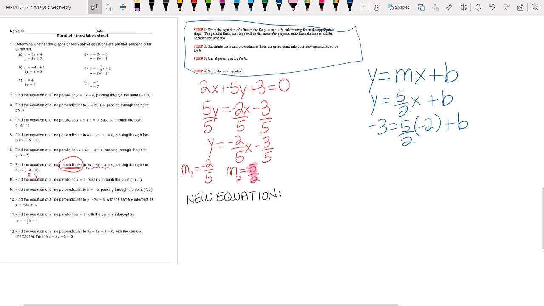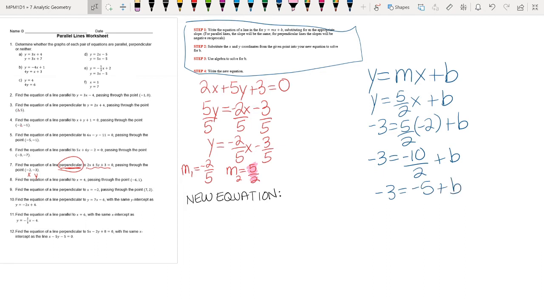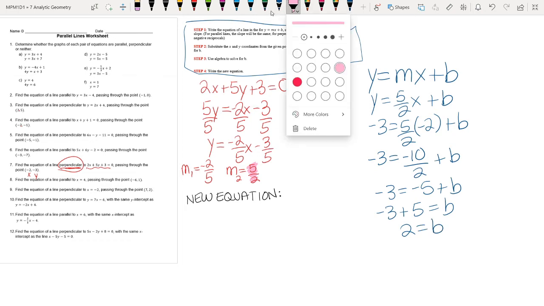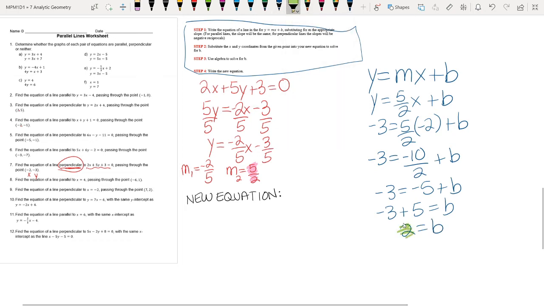So now we're going to do algebra to do that. First we have to simplify. We have 5/2 times -2. That gives us -10 over 2, which is equal to, and then we can write plus b. And -10/2 is simply just -5, and so I can rewrite that simplified. And then what do I have to do now? I have to add 5 to both sides, so I get -3 plus 5 is equal to b, and I get 2 is equal to b. So 2 is our y-intercept.